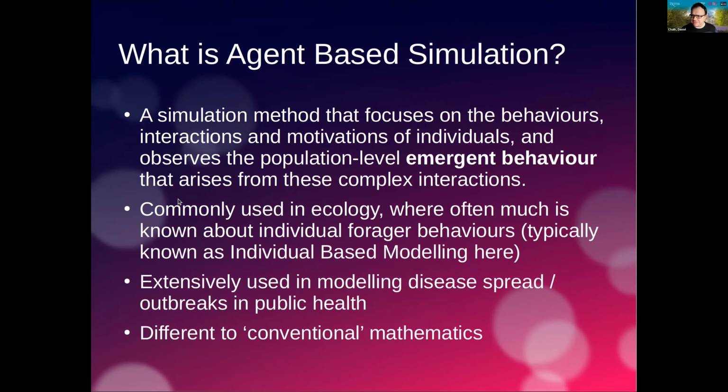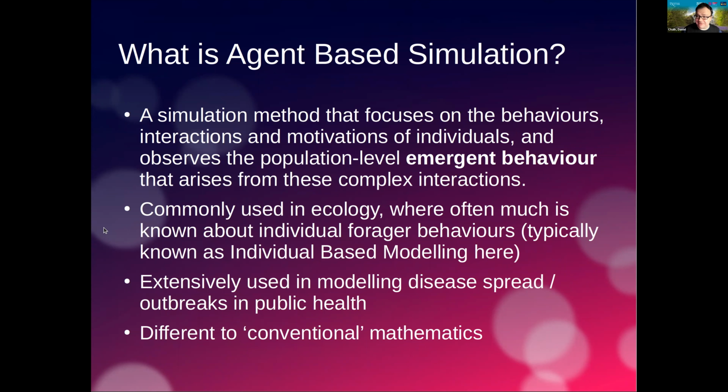So we talked a little bit last week about what agent-based simulation is, and we said that it's basically a simulation method that focuses on behavior. That's the key thing. Specifically, it's looking at behaviors, interactions, and motivations of individuals within a system. And what we're trying to do is observe the population-level emergent behavior that arises from individuals within a system behaving and interacting in certain ways.